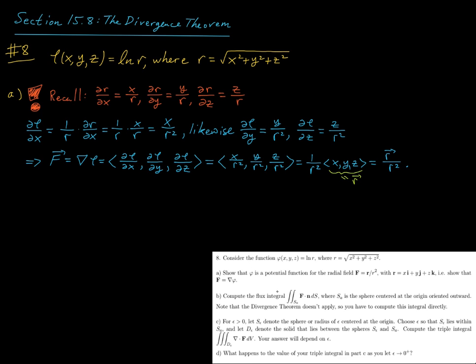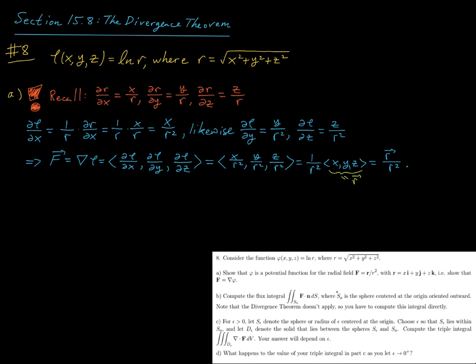All right, now part B, it says compute the flux integral of this vector field f over the sphere of radius a centered at the origin. And we're orienting the sphere outward. And it says, note here that the divergence theorem does not apply. Why? Well, for the exact same reason it didn't apply in question 7. Our vector field f here, which is r over r squared, is not defined at the origin. And the region enclosed by the sphere of radius a contains the origin.